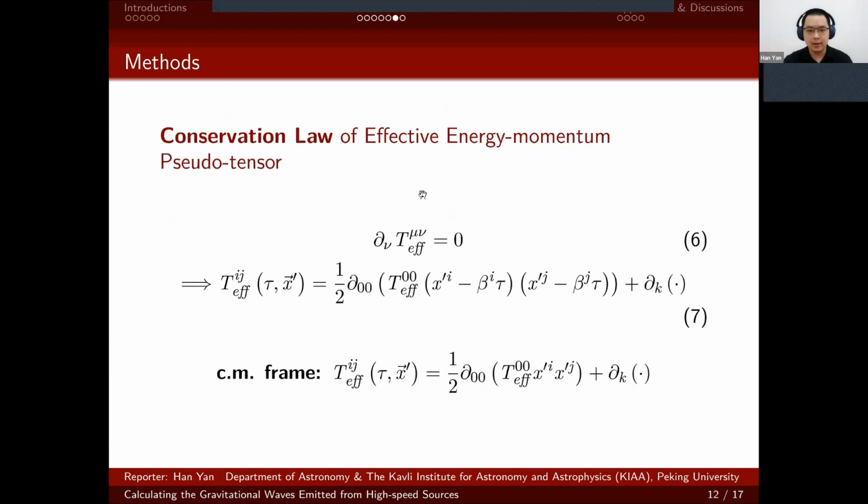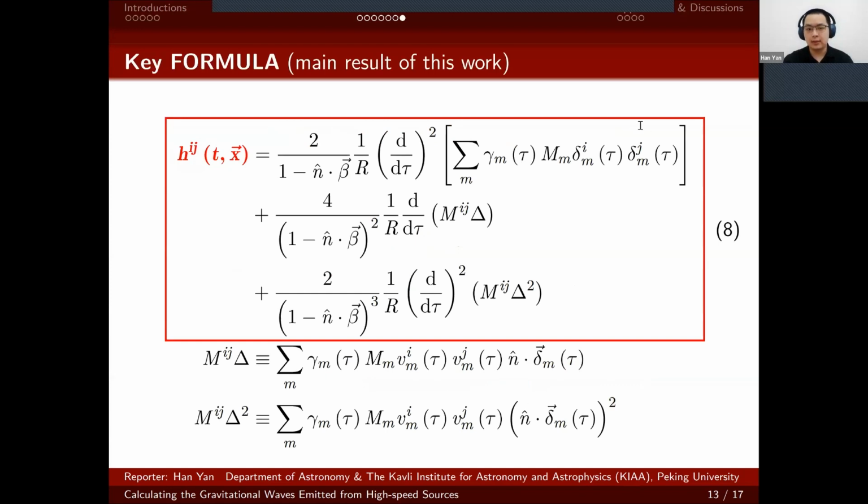As the last step, which you might be more familiar with, we use the conservation law of the effective energy momentum tensor to transform it to a second order time differential form. And as you can see, our result is similar to but different from the formula used in the center of mass frame. Next, the key point is our final key formula. I have omitted a lot of details to deduce this formula, and you can find all of them in our paper.